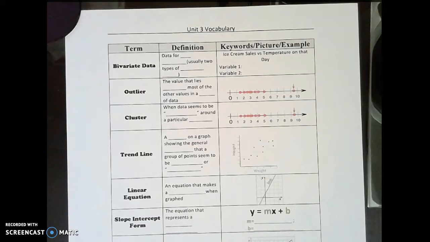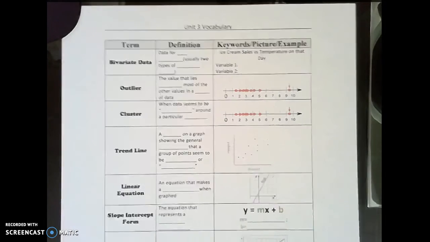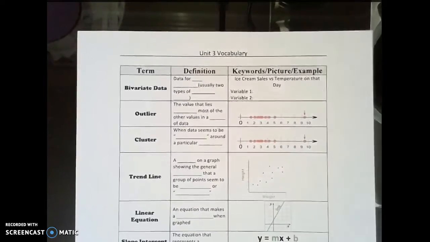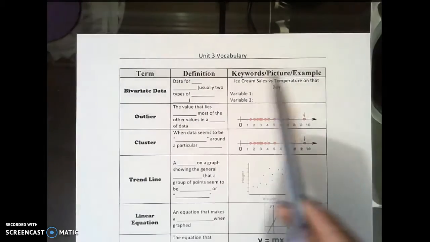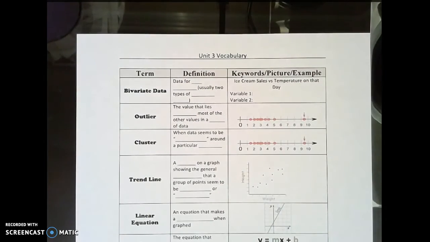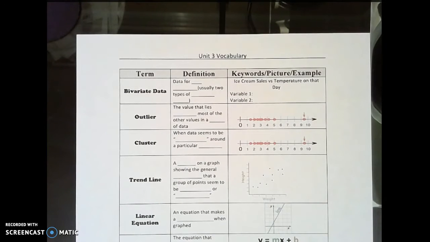Hey guys, today you should have received the Unit 3 vocabulary. You should have a full page like this. At the end of the video, what you will do is cut this out and glue it into your interactive notebook. So make sure you cut around the edges of the vocabulary and glue it on your notebook on the next available right side of the page.